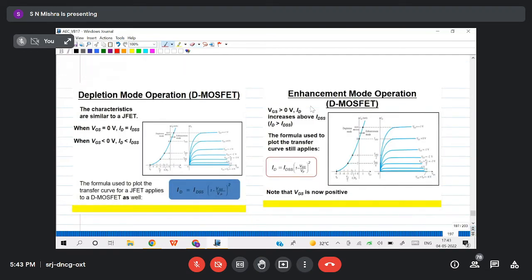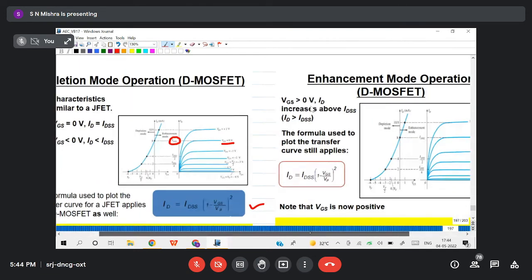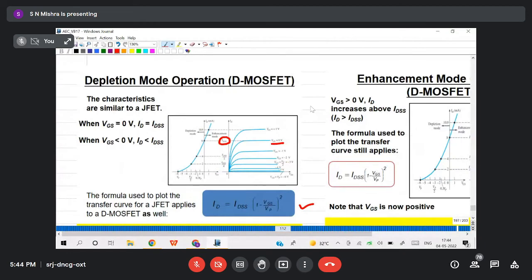The current equation in JFET is also valid in MOSFET. So ID equals IDSS times 1 minus VGS by VP, whole square. It is also valid in depletion type MOSFET, because when you take VGS 0, I'll get IDSS. Let me zoom a little bit. When I take VGS 0, I get 0 by something, that is 0, 1 minus 0 is 1, into IDSS, that is IDSS, what I have marked here.